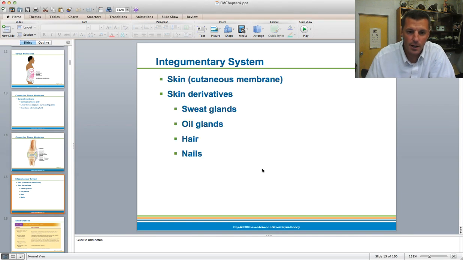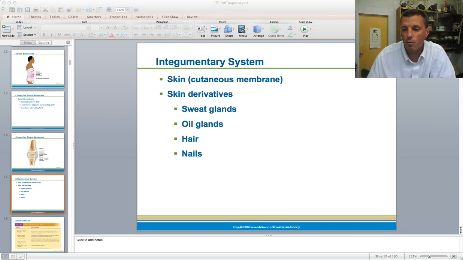So now we're going to get into the integument particularly. And the integument is the skin or cutaneous membrane. And along with that, it's the derivatives of the skin, which are the associated structures. And that's some of what the guy talked about in the video regarding skin grafts. These are some of the concerns.